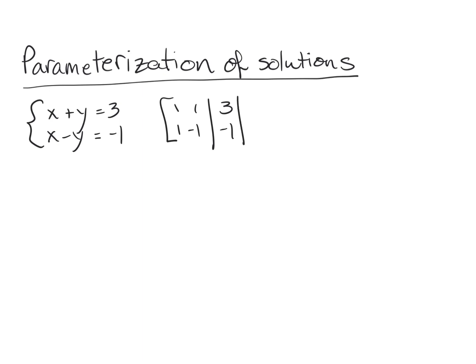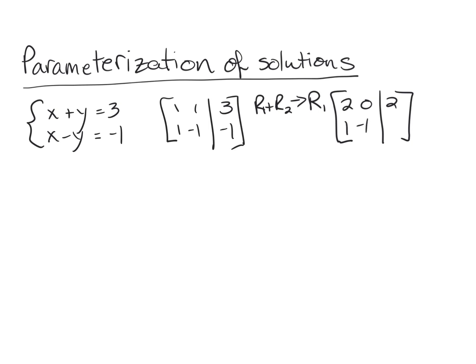For instance, in this case, row 1 plus row 2 is going to give us a 0 in the second column, so we're going to replace row 1. So simply adding those, I get this new matrix. This stuff is kind of a no-brainer, right? So now back substitution, because it's easy.